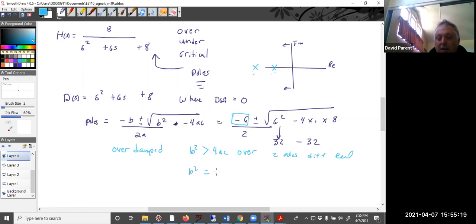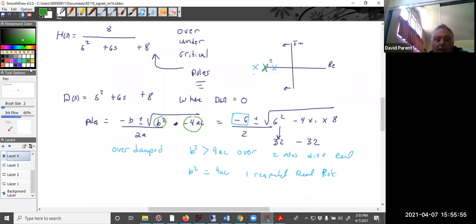If b squared equals 4AC, one repeated real pole. So that's, if I have a pole here, and I put squared, that means there's two of them there. Because if this equals that, it's plus 0 minus 0. You get the same number, but there are in fact two of them there.